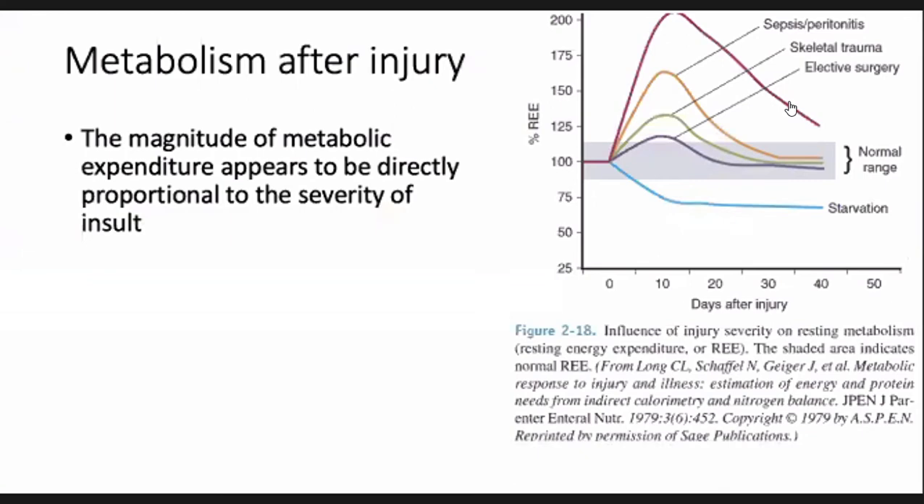Metabolism after injury. The magnitude of metabolic expenditure appears to be directly proportional to the severity of insult. So as we see here on the table, septic patients or burn patients have far greater metabolic expenditure compared to patients undergoing elective surgery.